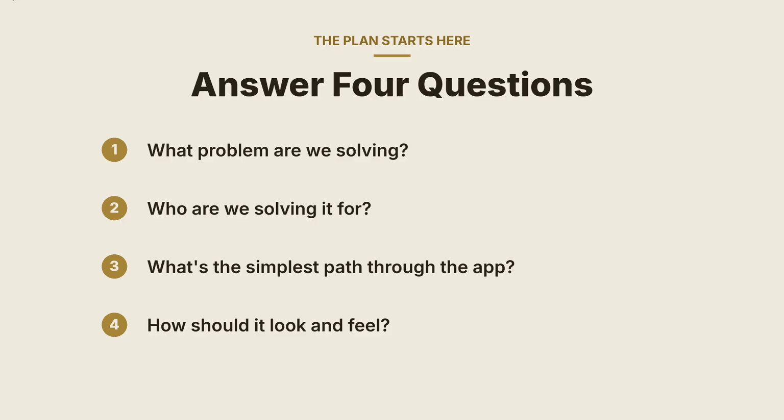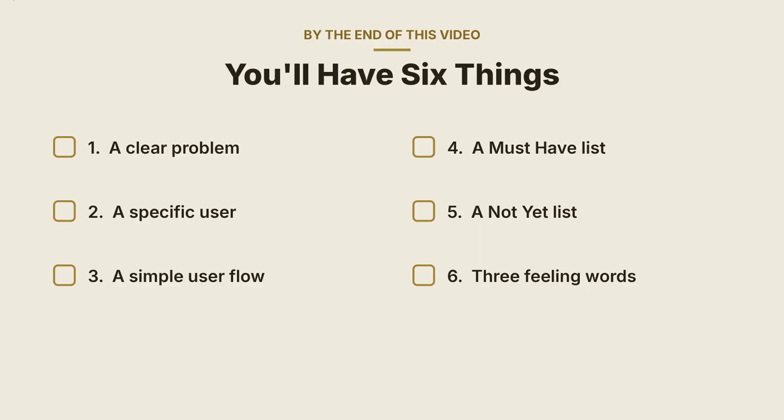What problem are we solving? Who are we solving it for? What is the simplest path the user will take through the app? And how should the app look and feel? By the end of this video, you will have a clear problem, a specific user, a simple user flow, a must-have list, a not-yet list, and 3 words that describe how your app should feel.